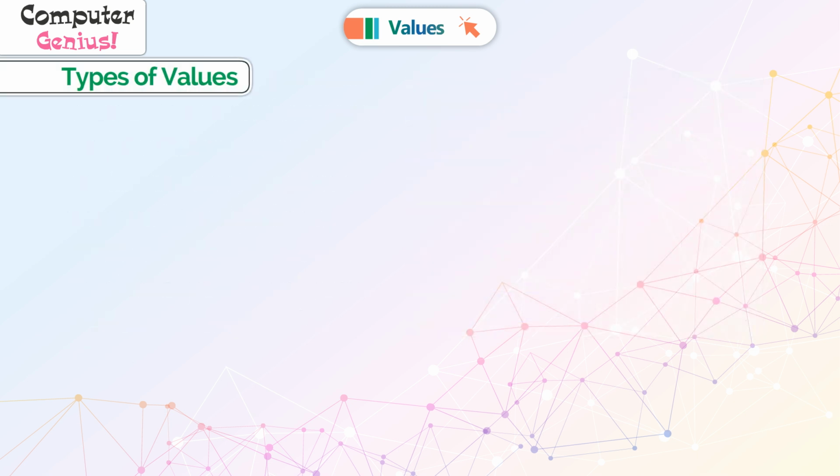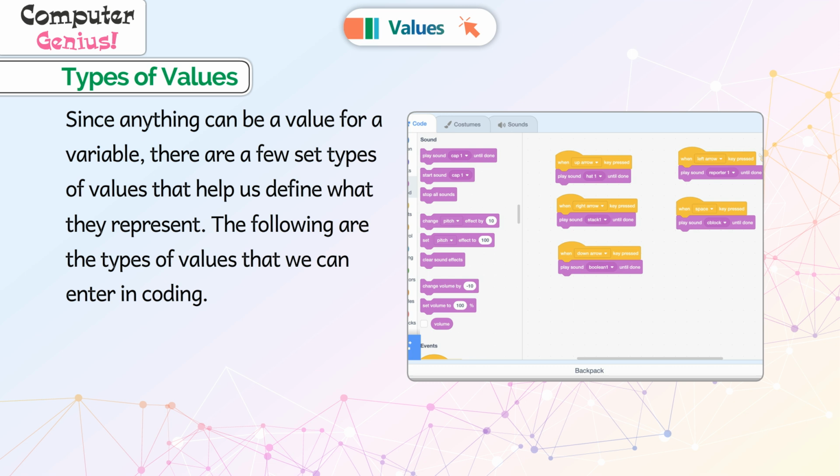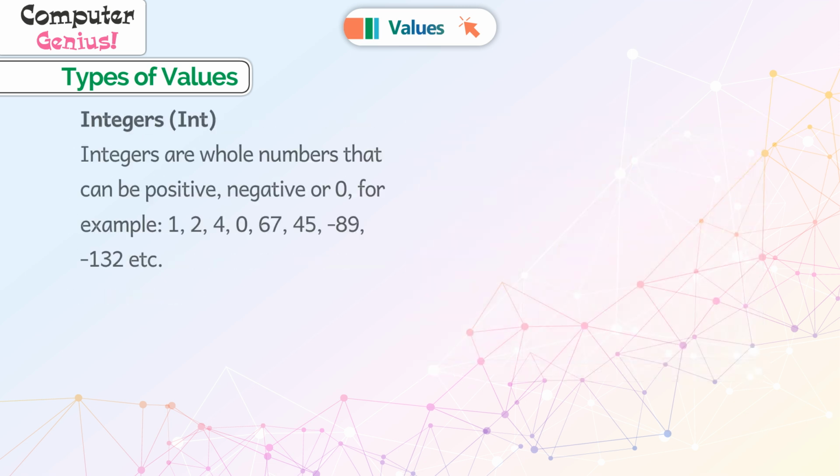Types of values. Since anything can be a value for a variable, there are a few set types of values that help us define what they represent. The following are the types of values that we can enter in coding.